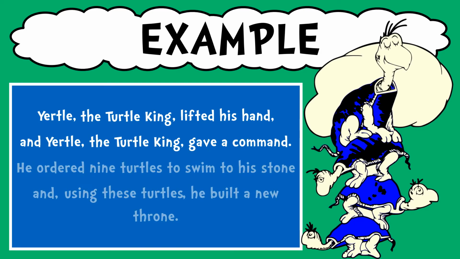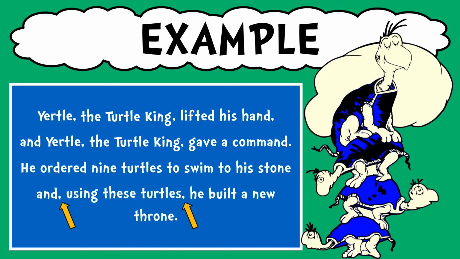In the second clause, you can see once again 2 commas, and they are used to bookend yet one more short interjection that provides the reader with vital information. The phrase using turtles, the ones called to the stone, shows that they're material used for the new throne.